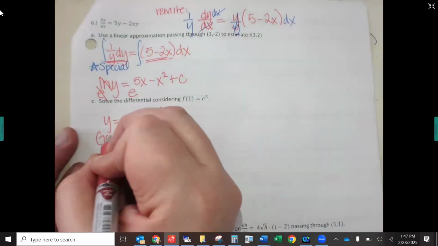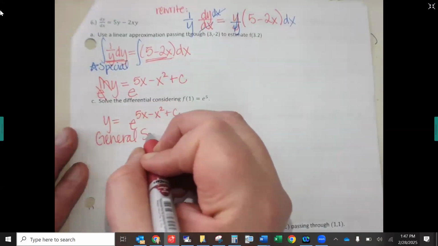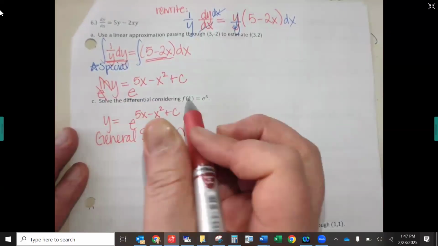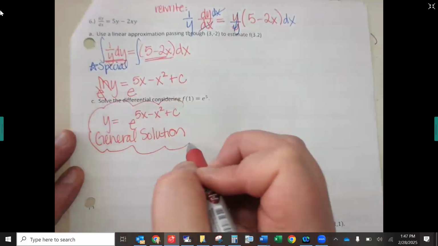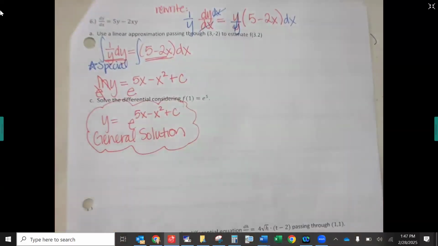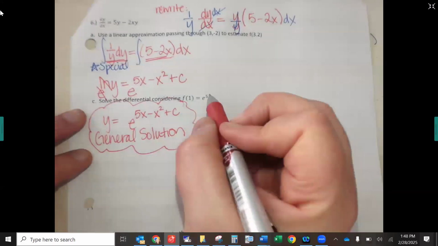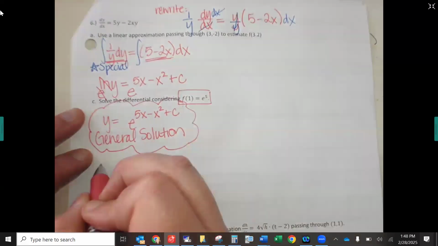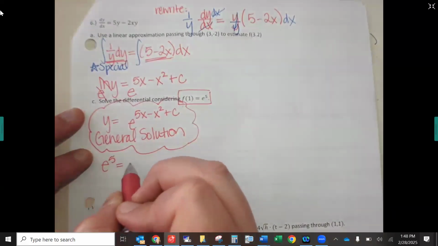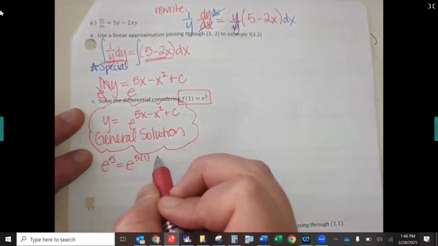That is my general solution. Okay, then they give me an ordered pair right here. That's going to be enough for me to find what my C is. So they tell me f of 1 should be e to the 5th. Then when I plug in 1 where my x is, the answer should be e to the 5. So I know that I'm going to use this right here, that e to the 5 is the answer when I plug in a 1.